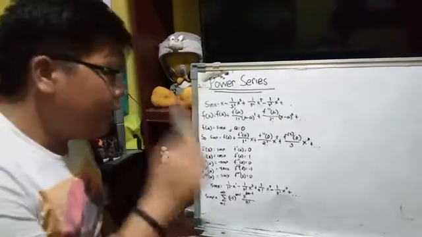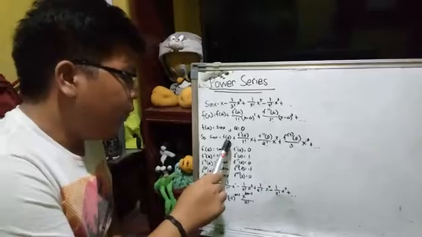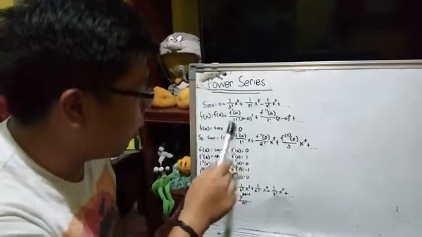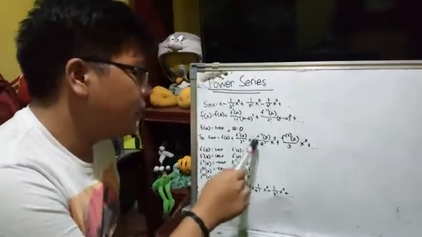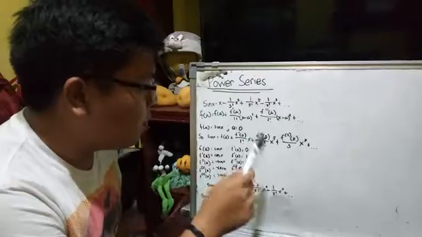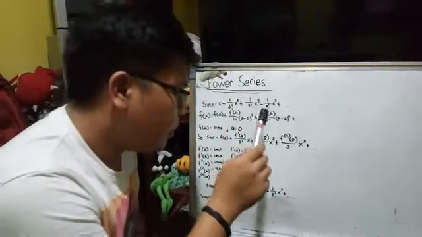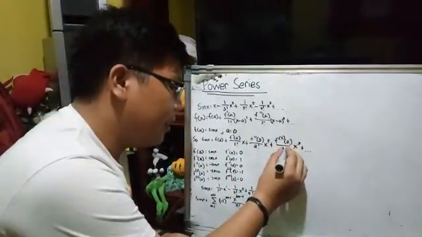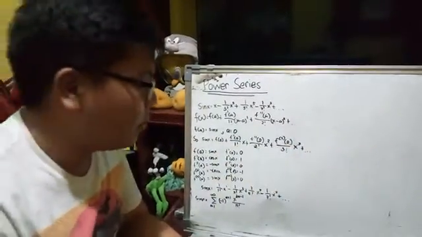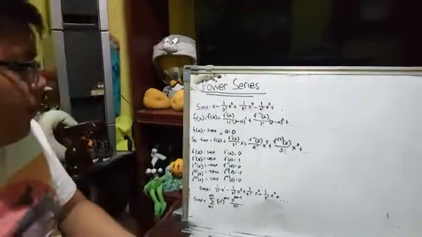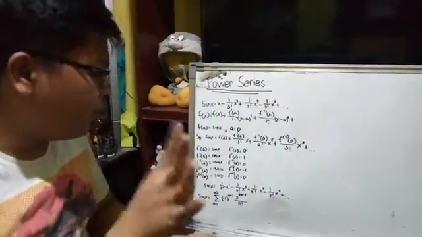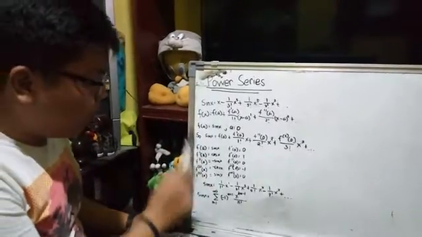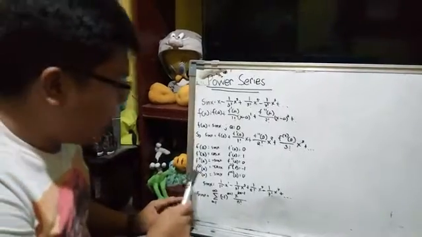So sine x is equal to f of 0 plus f prime over 1 factorial times x plus f double prime over 2 factorial x squared plus f triple prime over 3 factorial times x raised to 3 plus dot dot dot. We're going to find the first 5 terms of sine x, so we're going to have from f of a to f fourth prime.